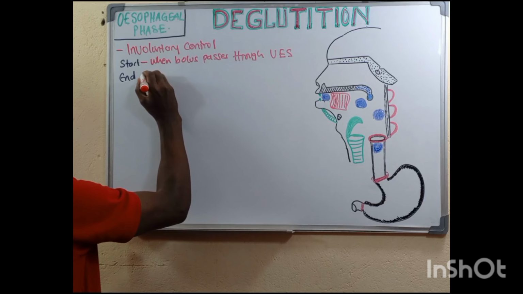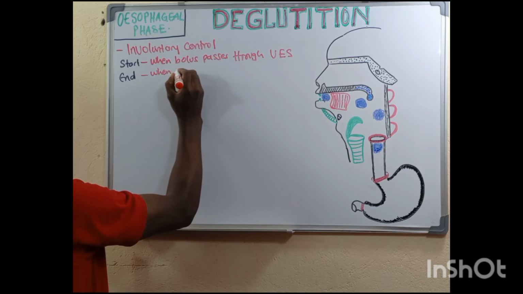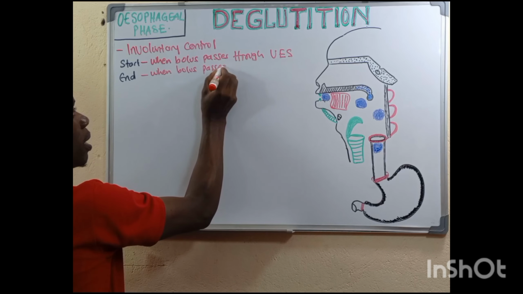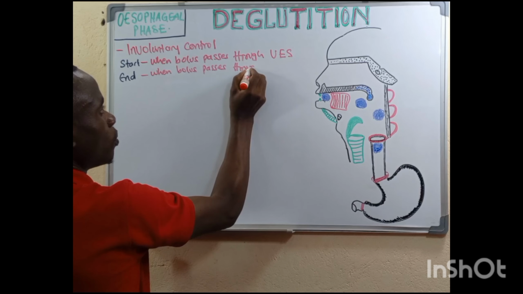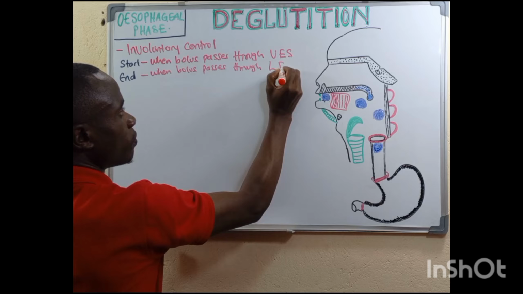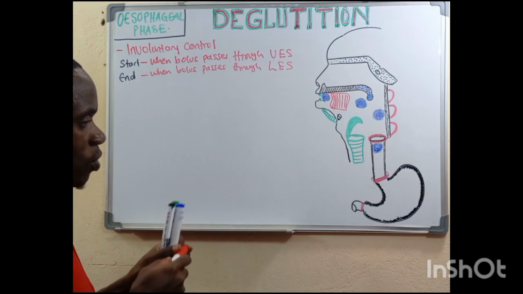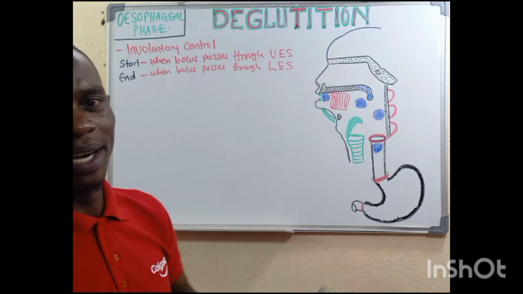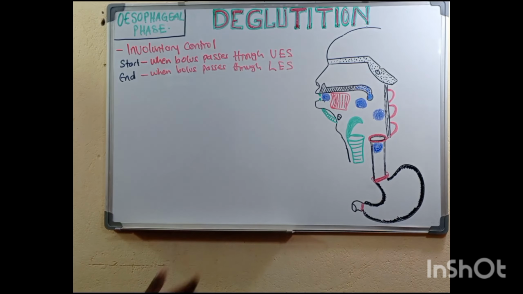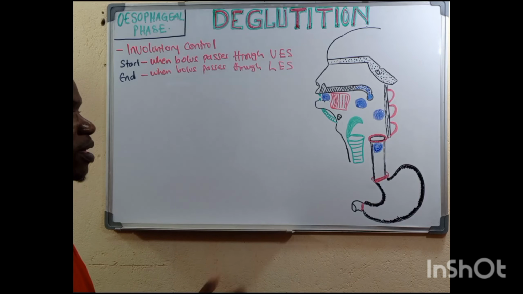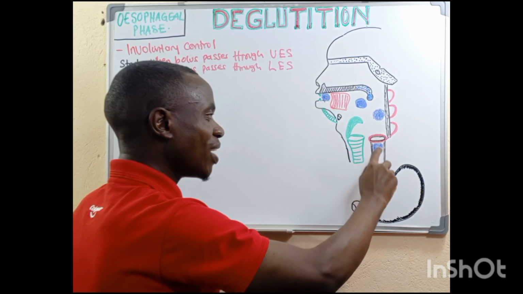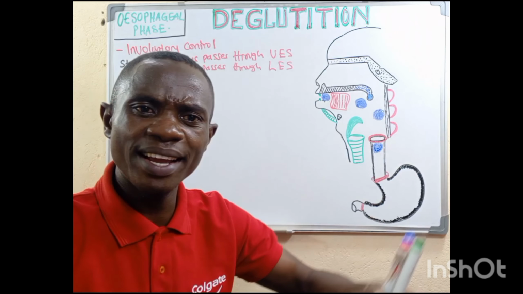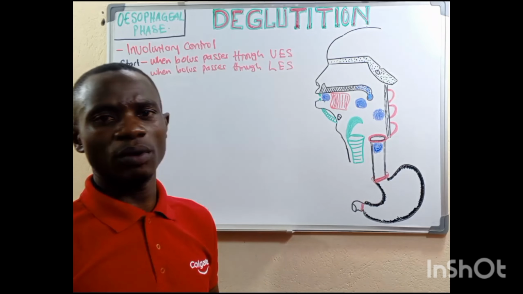When the bolus passes through the lower esophageal sphincter down to the stomach, that marks the end of the esophageal phase. Super important. Now that our bolus is in the esophagus, what do we need? How are we going to propel this bolus down into the stomach?